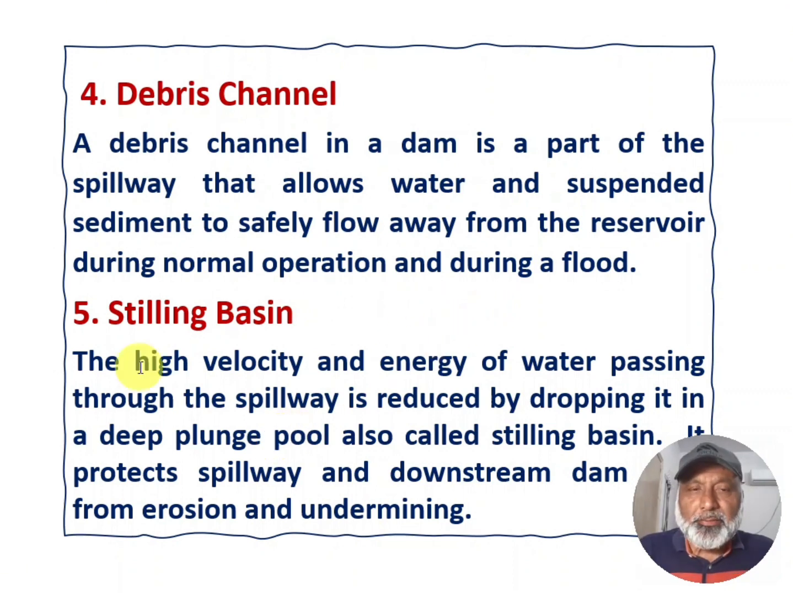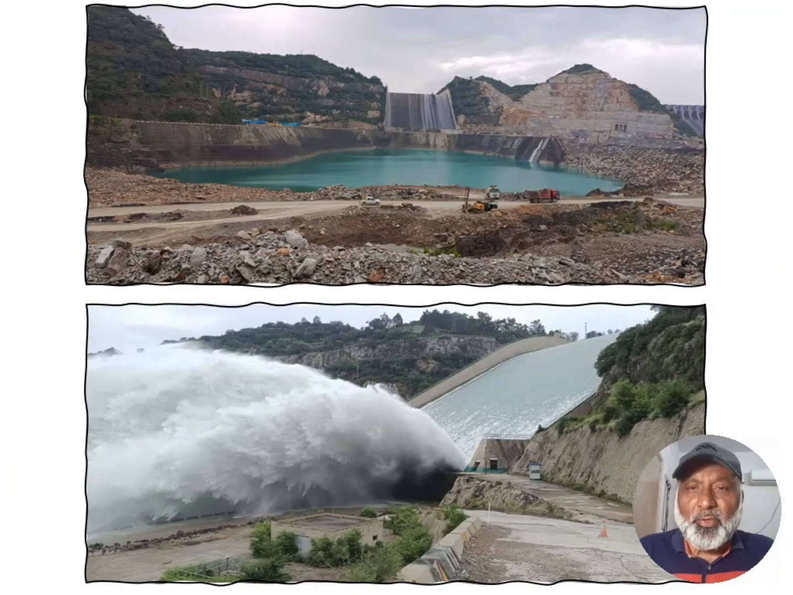The next is the Stilling Basin. The high velocity and energy of water passing through the spillway is reduced by dropping it in a deep plunge pool, also called a stilling basin. It protects the spillway and downstream dam area from erosion and undermining. So again, see the picture of this plunge pool, stilling basin, during the flow of this spillway.